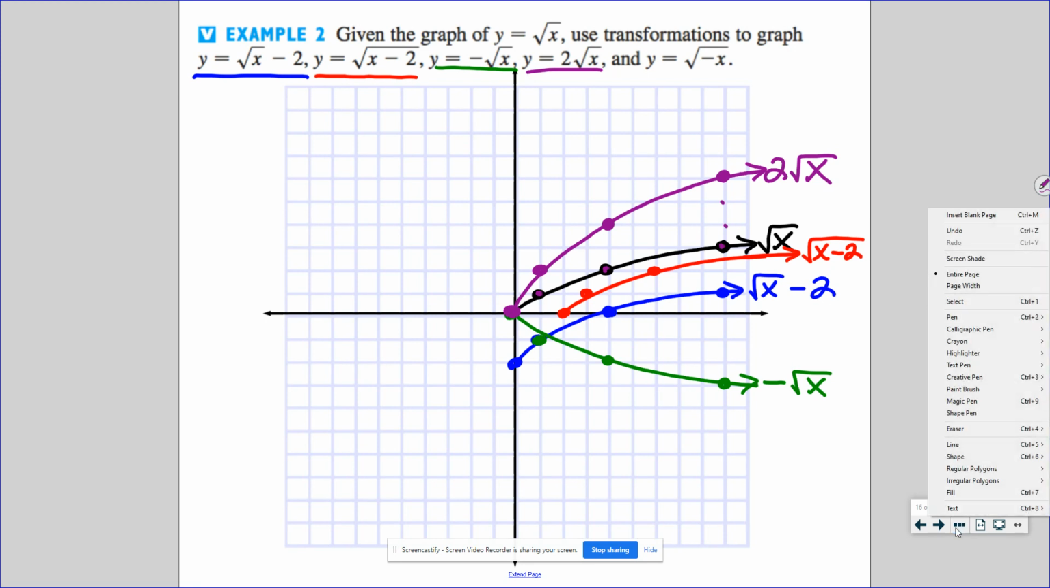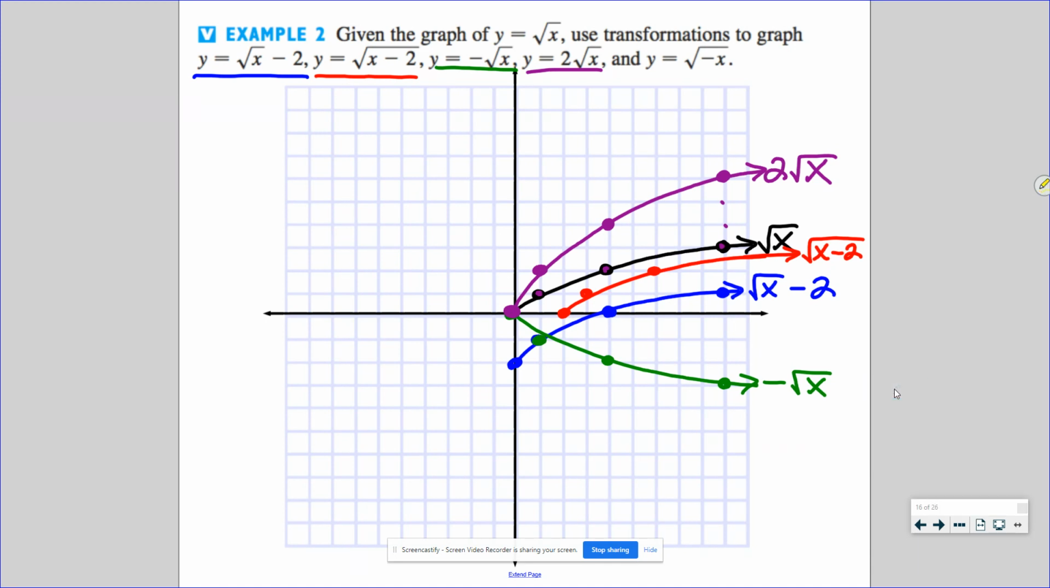The last one we have, I'm running out of colors. I just have to do yellow. That might not be very good, but we'll see. This one we have a negative on the inside. That's going to make it reflect over the y-axis. So that's going to reflect, oh wow, that's bright, over the y-axis like this.